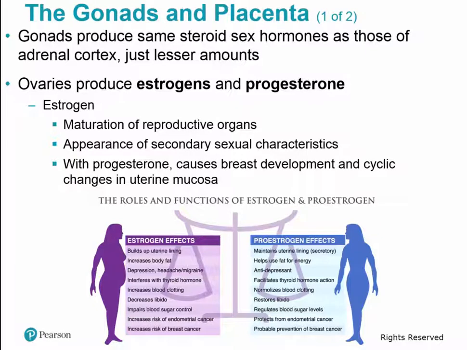So while they're not considered true endocrine organs, the gonads and the placenta are also capable of producing some of those steroid sex hormones. So the ovaries produce estrogens and progesterone. So estrogen is going to increase the maturation of the reproductive organs, the appearance of the secondary sexual characteristics, so increased fat deposition around the hips, the breasts, right? With progesterone, it can cause breast development and those cyclical changes in the uterus.